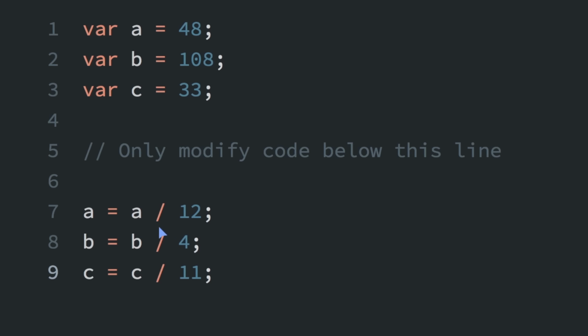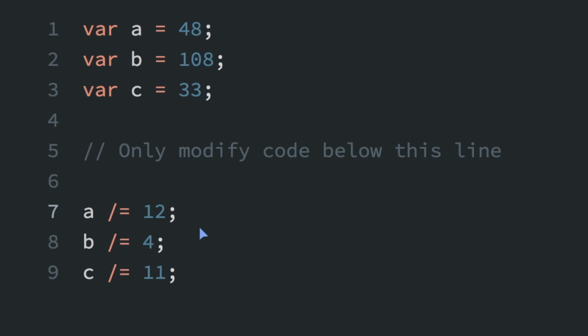And there's also divide equal. So a equals a divided by 12. We can do a divided by equal 12. And then here we can just do divided by equal 4 or divided by equal 11. So another way of just dividing the variable by a new number and assigning that answer to the variable.